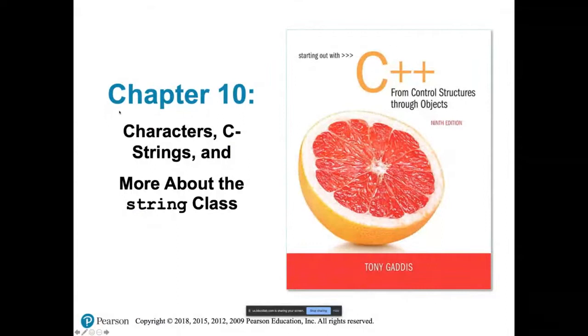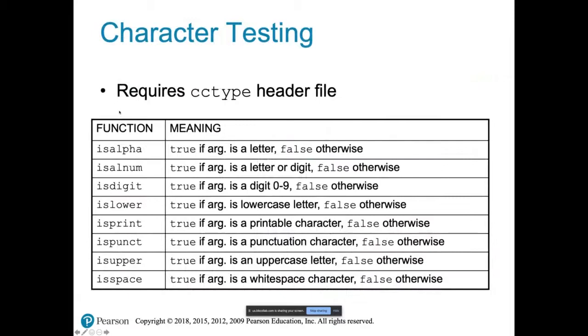This will be quick. Chapter 10 is characters, C-strings, and more about string classes. So it's a review. That's why it says if you get past chapters 4, 5, and 6, the second half of this class is a lot of review, and it's easier. Character testing. You need to have a new preprocessor directive called cctype. For those of you that are going to go to object-oriented programming, you'll see a lot of setters and getters. Remember, setters will be setting something, getters will be getting something.